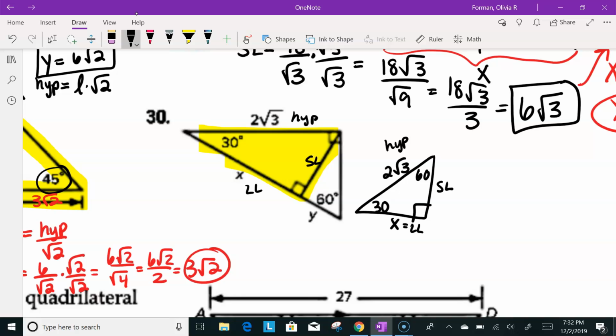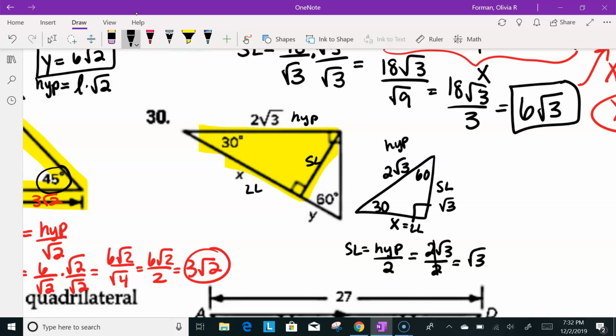And so I'm going to go ahead and solve for x. So I know my hypotenuse. I want to find my long leg. To do that, I have to find my short leg first. So to find my short leg, I take my hypotenuse divided by 2. And so to find the short leg, I'm taking 2 square root of 3 divided by 2. And 2 divided by 2 cancels to just be a 1. I get that my short leg is the square root of 3.